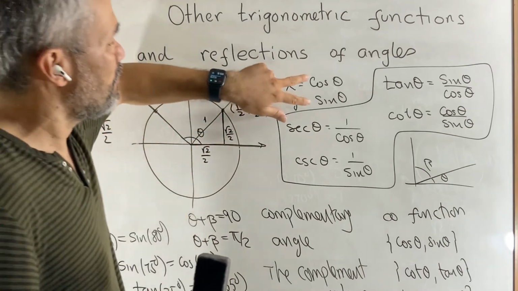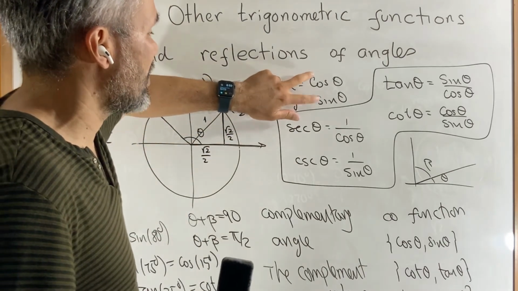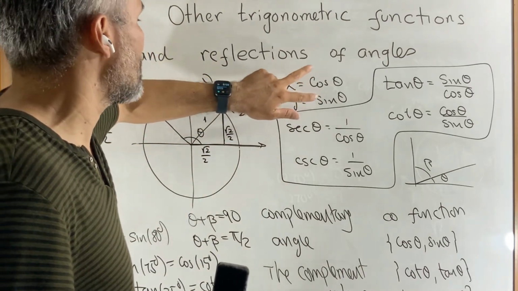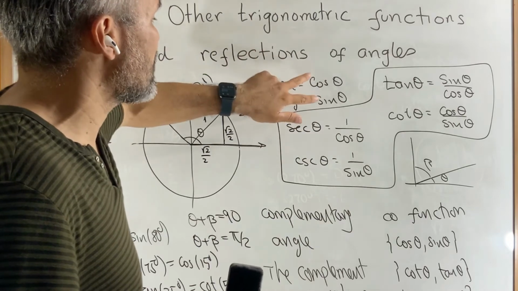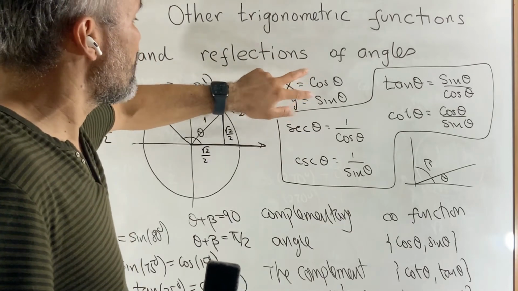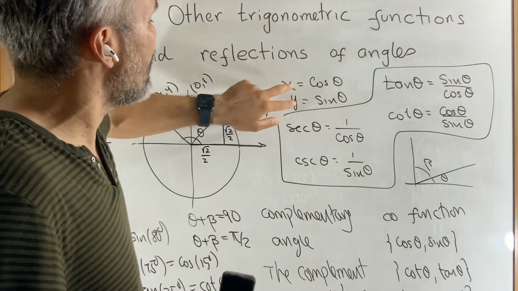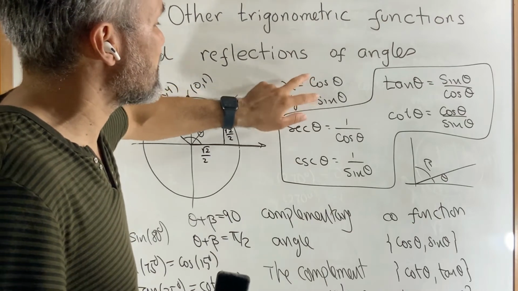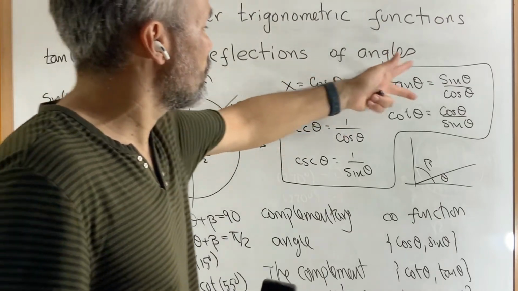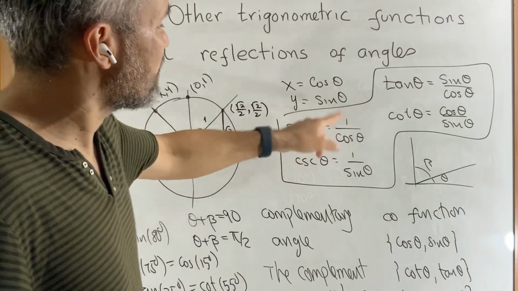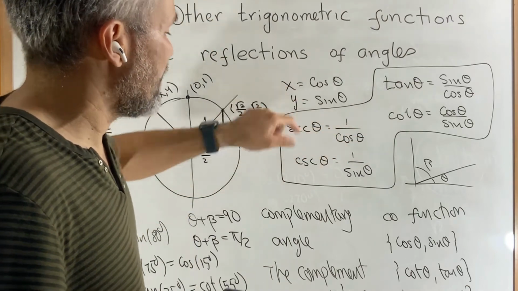Notice that we already know how to compute sine and cosine, especially for the special angles. For the non-special angles, we need to use a calculator. But for every angle for which we know how to compute cosine and sine, we will be able to compute the other 4 functions because they are just in terms of sine and cosine.